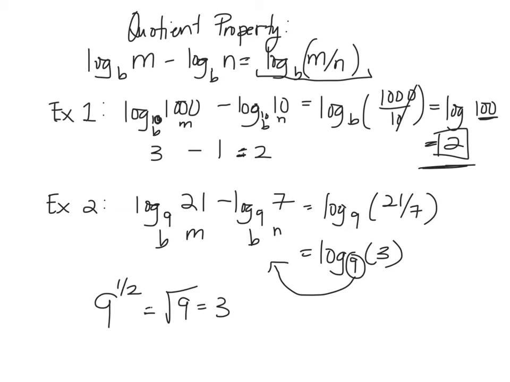9 to what power will give us 3? And the answer is 1/2. So the answer for the second problem, log base 9 of 29 minus log base 9 of 7, is equal to 1/2.